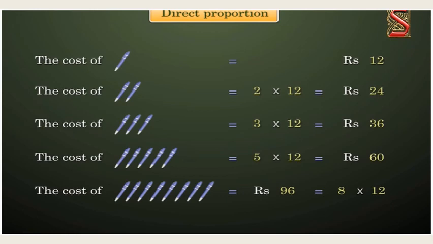So what have you seen here? As the number of pens increases, the cost of the pens is also increasing. So the number of pens we multiply with the actual cost. So when one value increases and the other value also increases, then this kind of relation is called direct proportion.